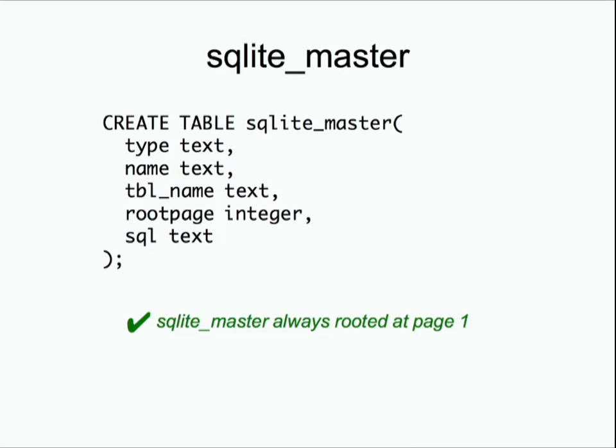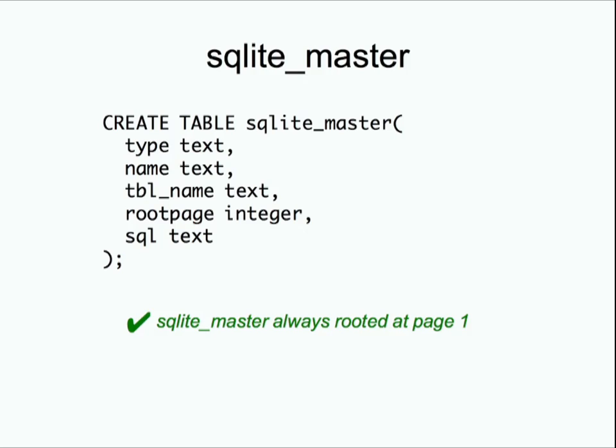The SQLite master table. This is where the schema is stored. This is a regular table. Its root page is always on page 1. And it contains the original text for all the create index, create table, create trigger, and create view statements. And that text is in the SQL field. And there's also another field that, for each index and table, holds a root page number.